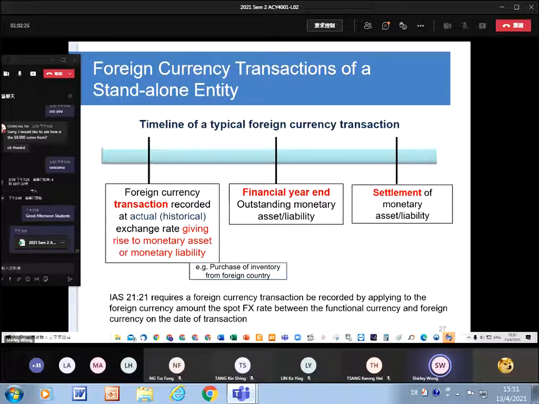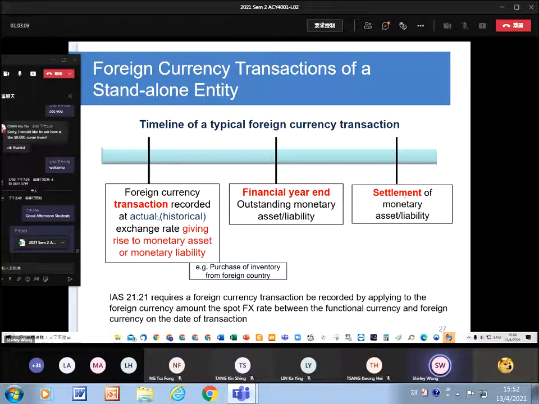And then at the year-end day, if you have not yet settled the liability, the accounts payable is still there. According to IAS 21, when you take care of transaction exposure, you need to retranslate this monetary asset or monetary liability again at the year-end day, using the closing rate. That means using the year-end day rate to retranslate only the monetary assets and monetary liabilities. In this case, when you debit inventory and credit accounts payable, the inventory does not need any retranslation. But the accounts payable is a monetary liability, so you need to retranslate it.